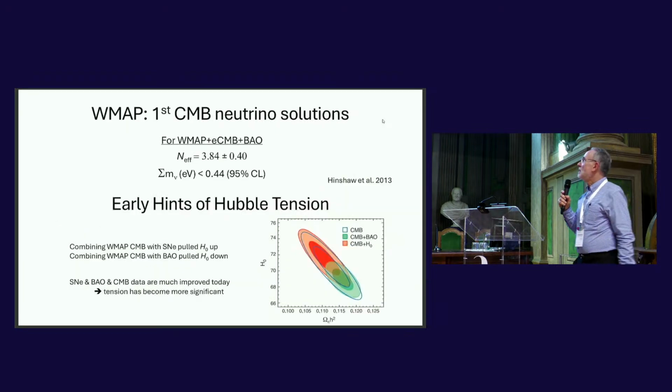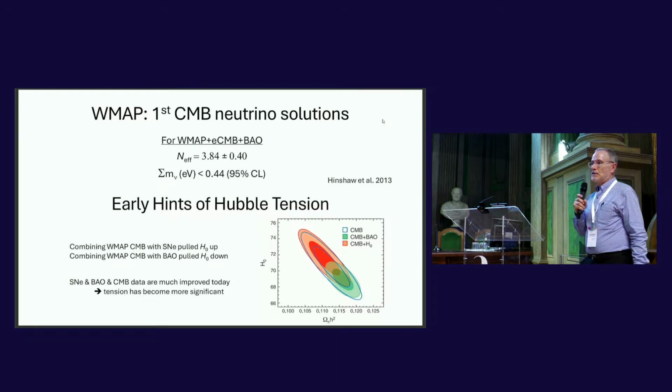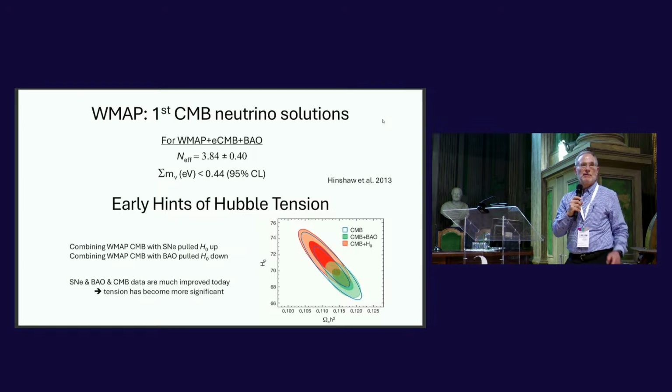There were results with the neutrinos and even early hints of the Hubble tension. When we took our WMAP data and combined it with the baryon acoustic oscillation data of that era, we saw that the data wanted a lower Hubble constant. When we combined instead with the distance ladder H0 measurements, it wanted a higher one. Now, at that time, this was not a statistically significant effect, but it has since become one, and this was the first signs of it, I think.